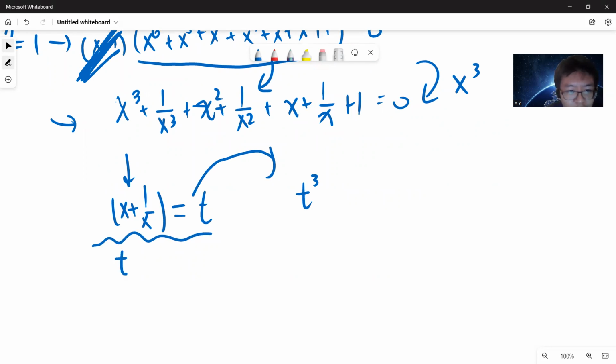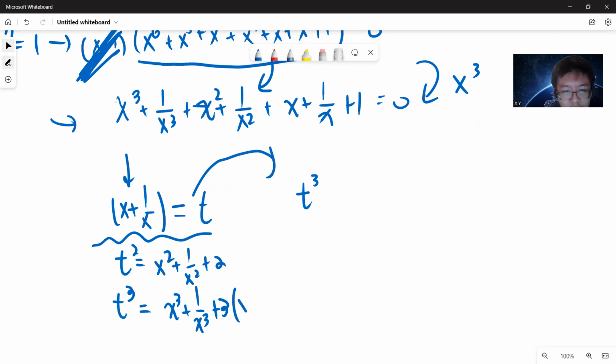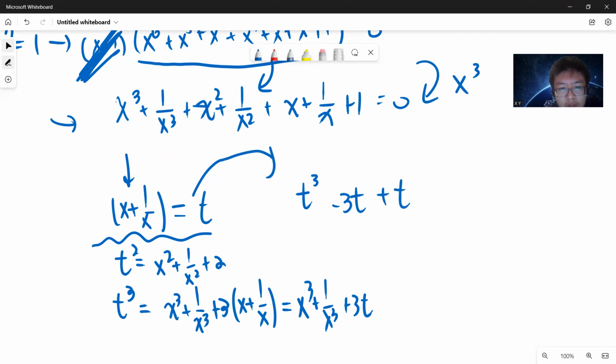So we get t squared equals x squared plus 1 over x squared plus 2. And let's go to t cubed. T cubed, we have x cubed plus 1 over x cubed plus 3 times (x plus 1 over x). So this is x cubed plus 1 over x cubed plus 3t. So we get t cubed minus 3t, plus t squared minus 2, plus t, plus 1.